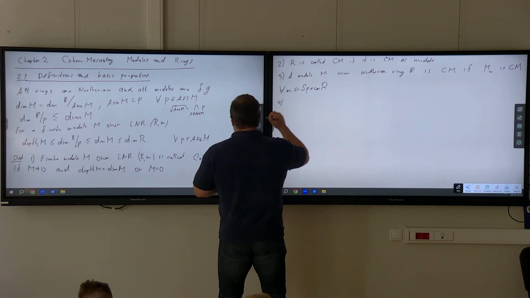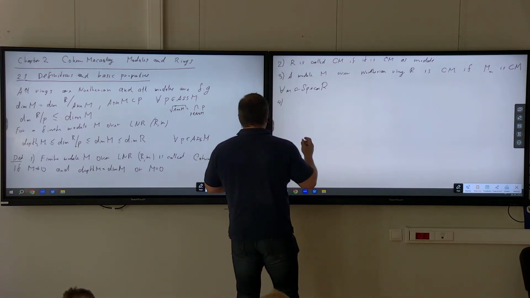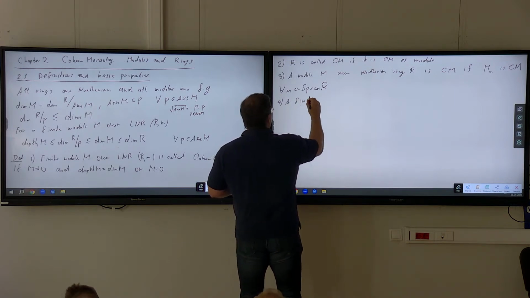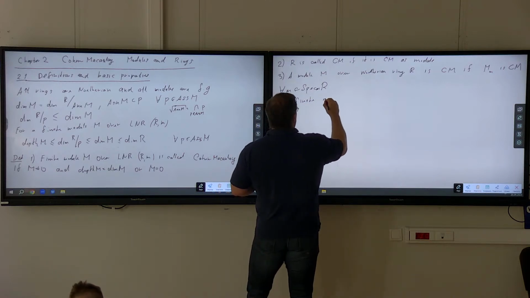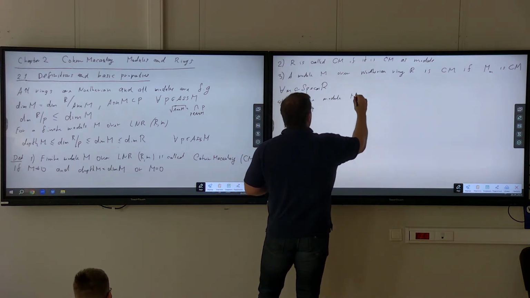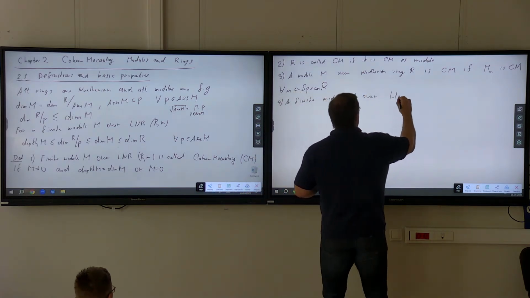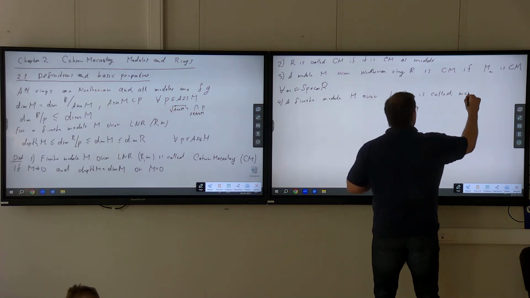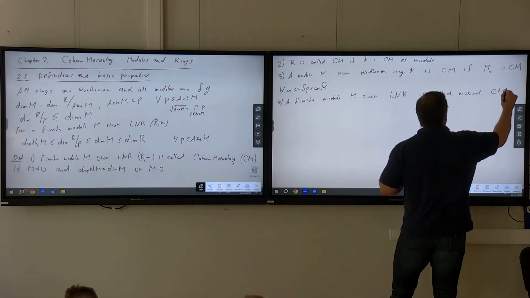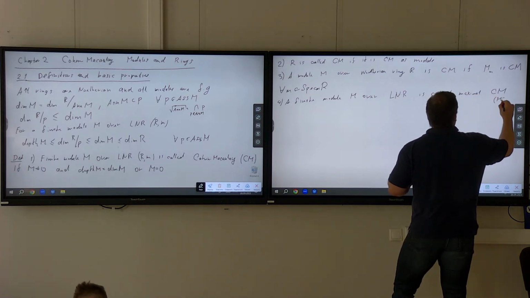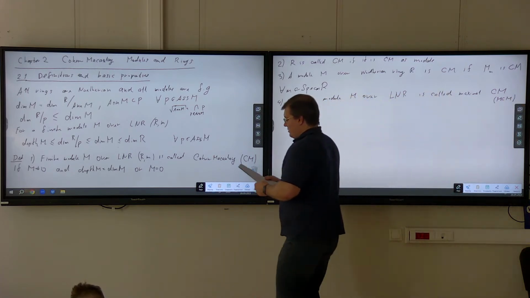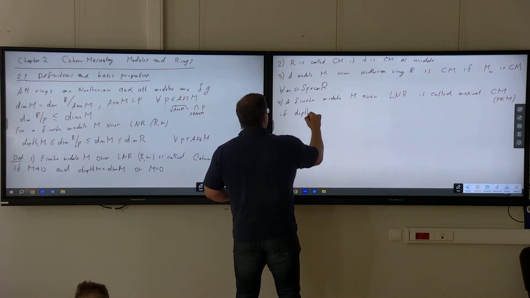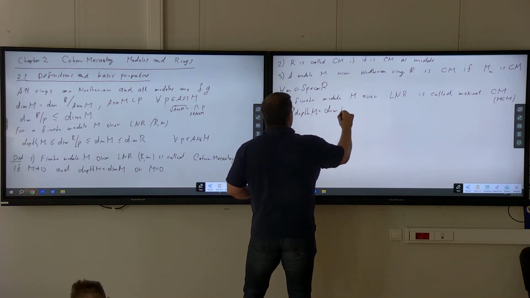And finally, four, just for completeness. A finite module M over a local Noetherian ring is called maximal Cohen-Macaulay. Sometimes people write MCM for maximal Cohen-Macaulay, if the depth is as maximal as possible, that is, if the depth of M is equal to the dimension of the ring.